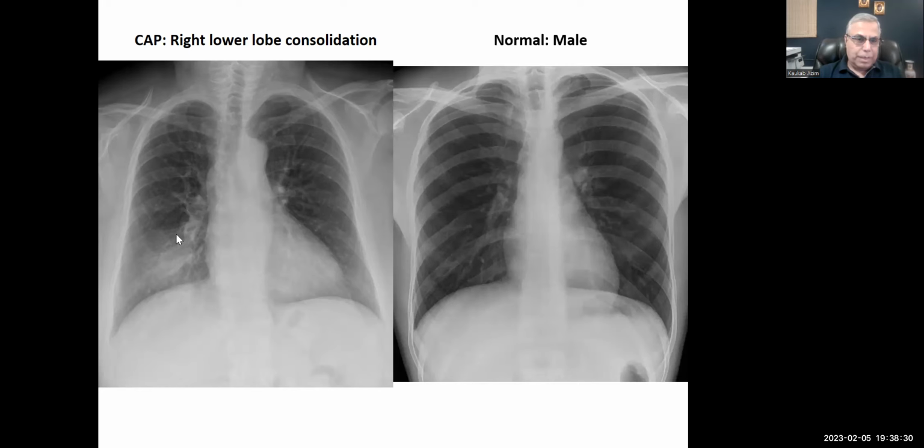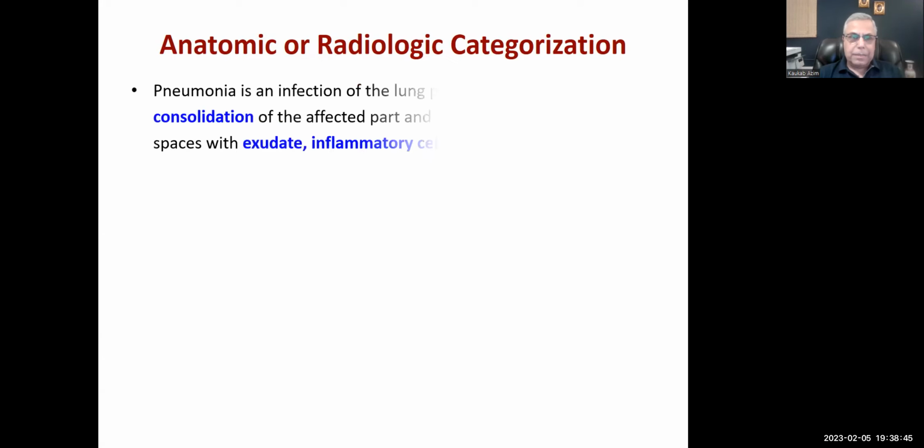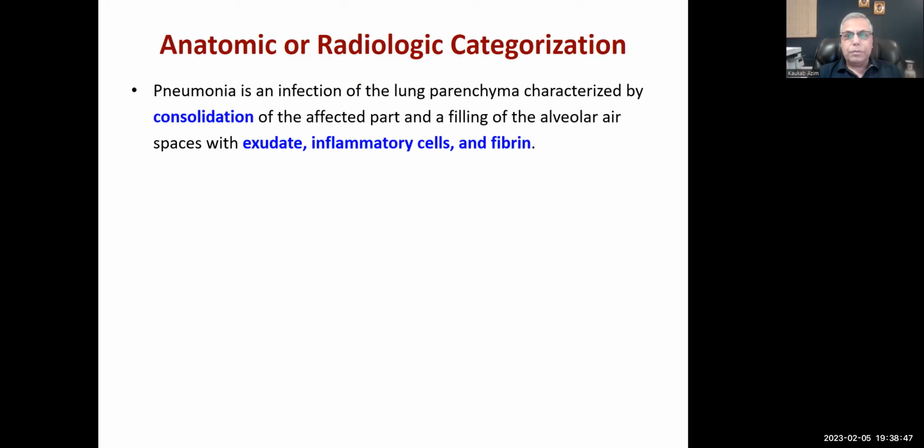But what you see over here is in this right lower lobe, there is a sort of grayish shadow, which shows consolidation of the right lower lobe, okay? Anatomic and radiologic categorization. Pneumonia is an infection of the lung parenchyma characterized by consolidation of the affected part and filling of the alveolar air spaces with exudate, inflammatory cells and fibrin.